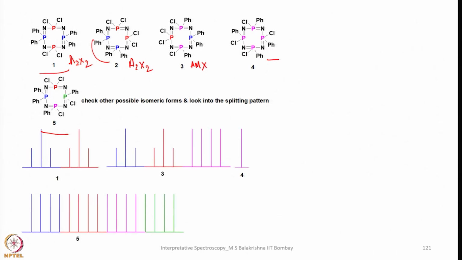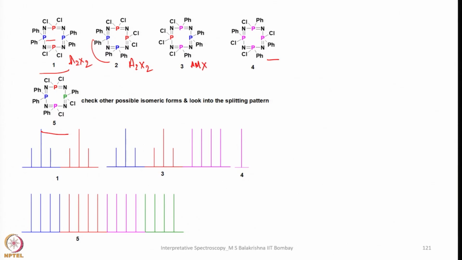First one, as I said, is an A2X2 spin system. We get these two in blue color coupling with the two red colored phosphorus to give a triplet, and the same thing is true for the other set. So, we get two triplets here. And of course, in case of 2 also it is identical, we can get two triplets, A2X2 again.